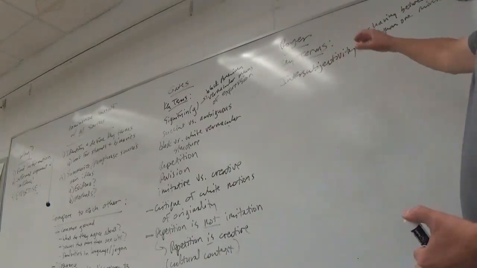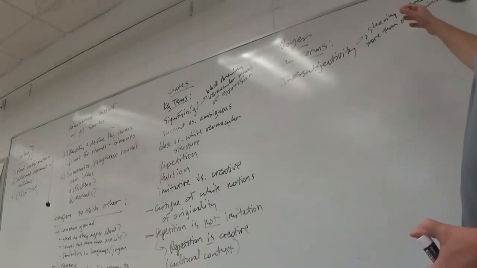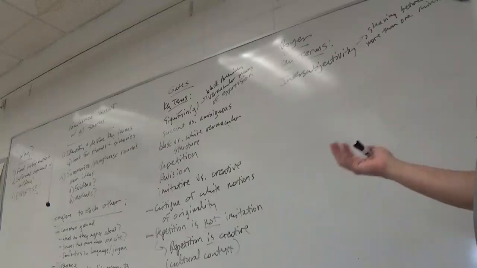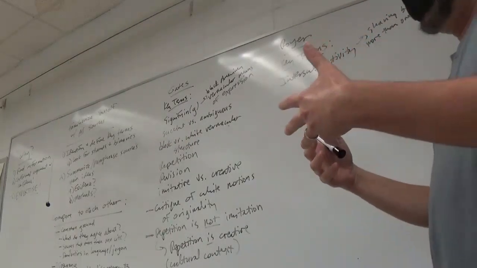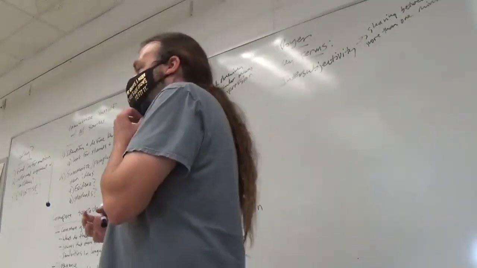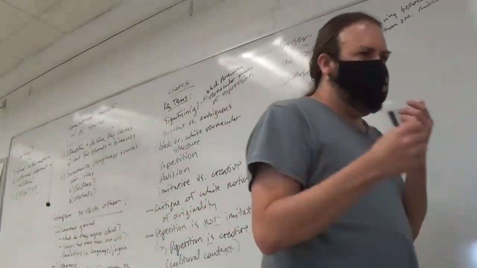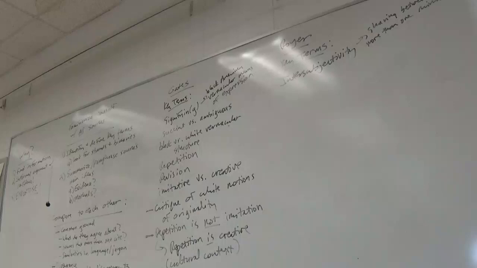So yeah, intersubjectivity, sharing between more than one mind or more than one person, that's actually a pretty good definition. I think that is exactly what is meant here. That is exactly the kind of thing Royer is talking about. Douglass's acquisition of literacy is intersubjective in a number of different ways.